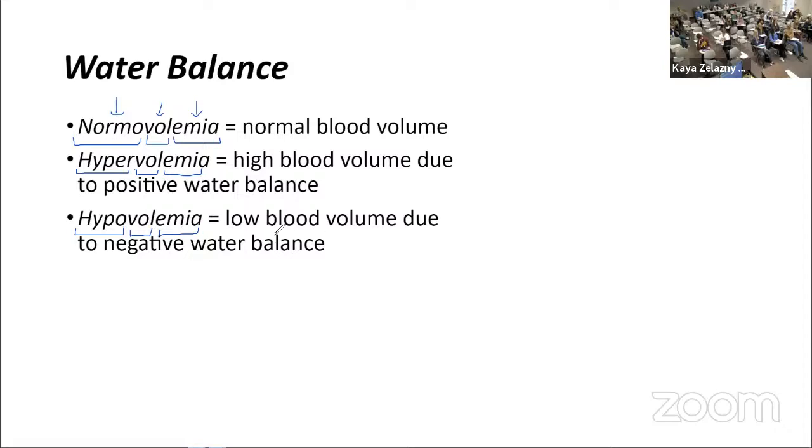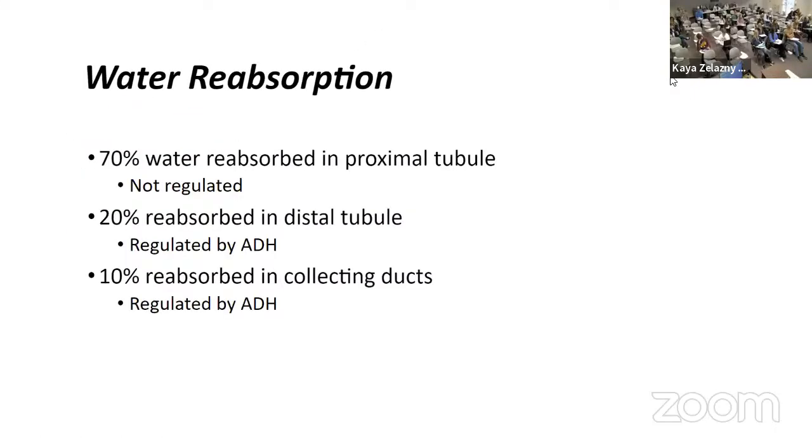Okay, so we're thinking about inputs, outputs, and then just how much blood you have. Okay. So these are just vocabulary terms essentially. Right. On to the good stuff, which is water reabsorption. We won't get through all of it, but that is a-okay.